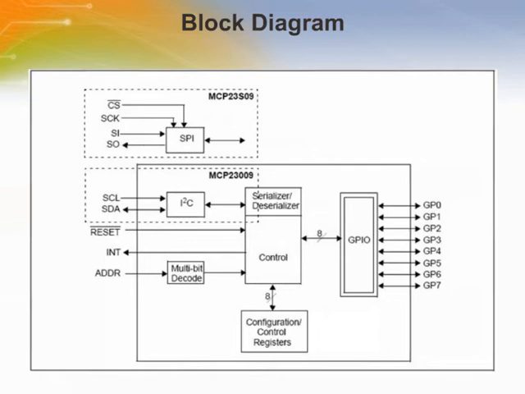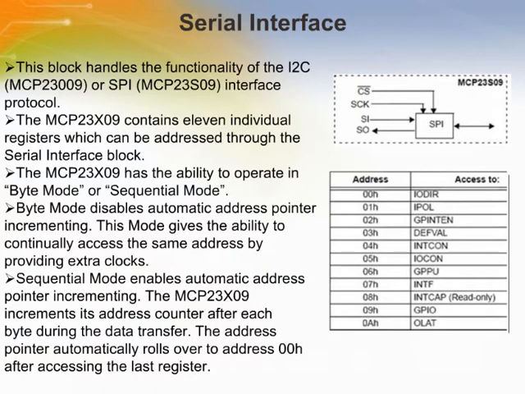The power on reset sets the registers to their default values and initializes the device state machine. The hardware address pin is used to determine the device address. In this diagram, we show a SPI interface block for the MCP23S09. It has 11 individual registers which can be addressed through the serial interface block.